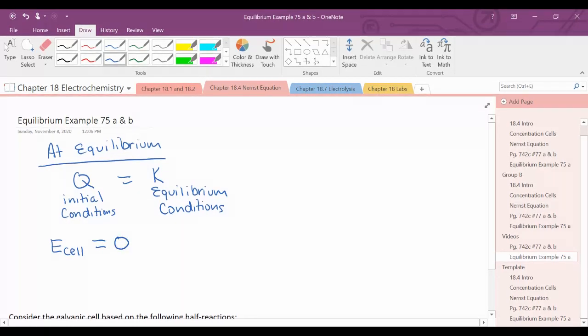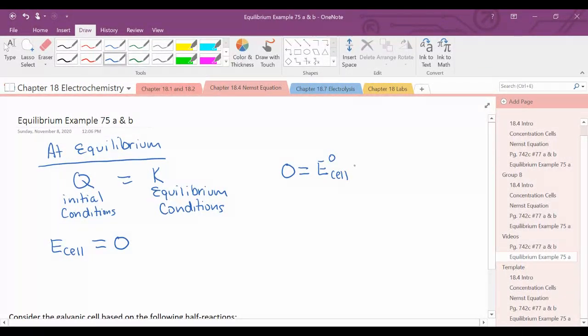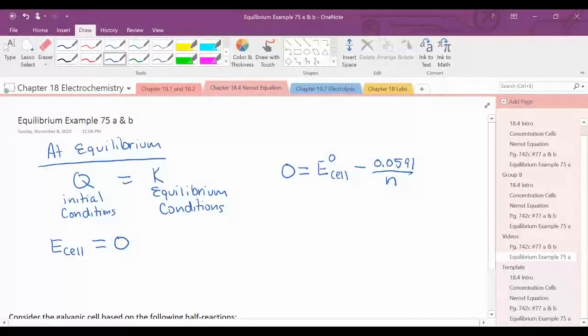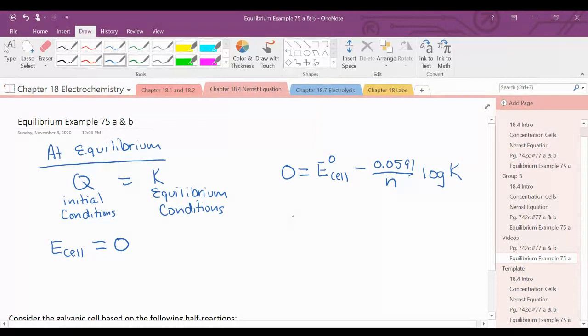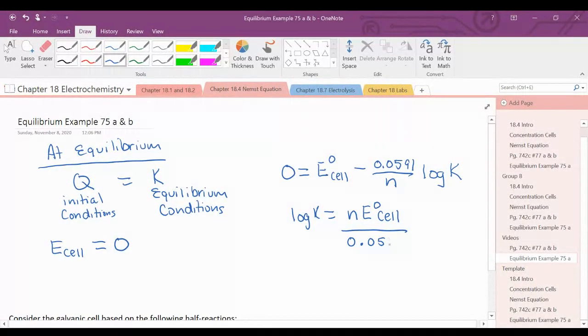So then if we write the relationship, 0 equals the standard cell potential minus 0.0591 divided by moles of electrons times the log of our equilibrium conditions. Rearranging that, since we have 0 on one side, the log of K equals n, moles of electrons, times the standard cell potential, divided by 0.0591.